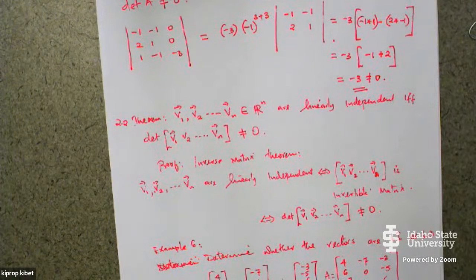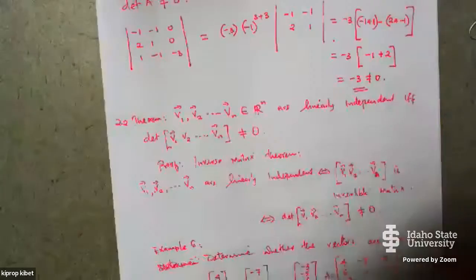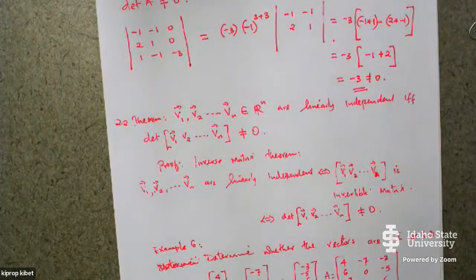If the determinant were equal to 0, then those vectors would be linearly dependent. Any question after that?